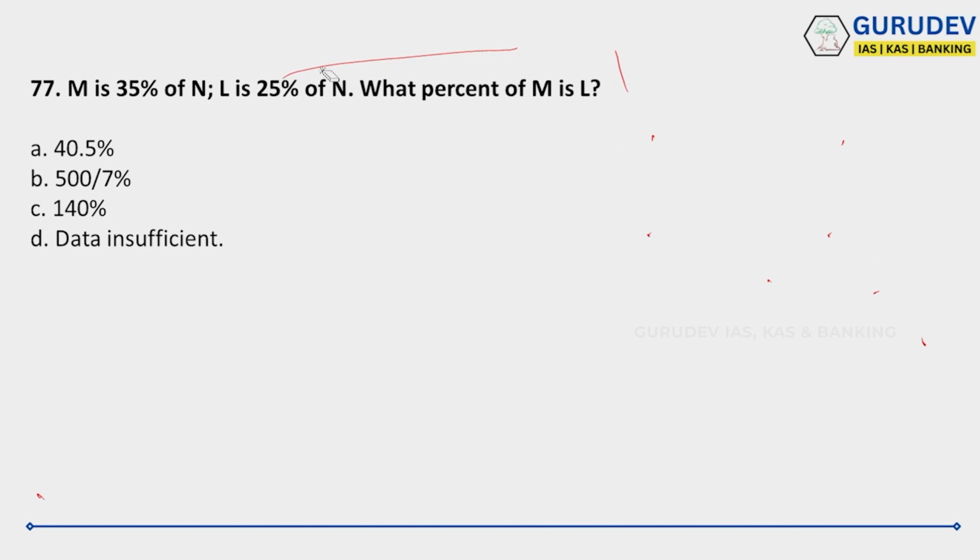So 7 by 20, what is it saying here? He is saying that M is to N, it is 35%. M is 35%. That means if this is 35%, this will be 100%. Next, what is he asking? Next, L is 25% of N. L is 25% of N.